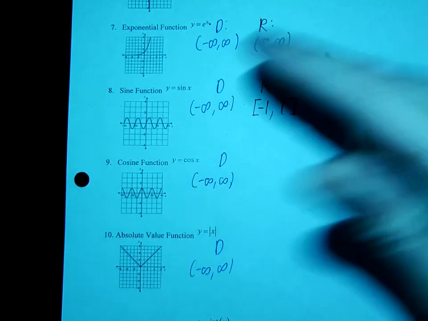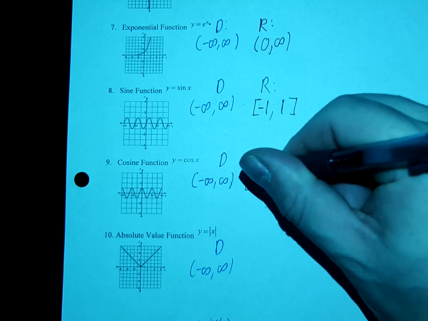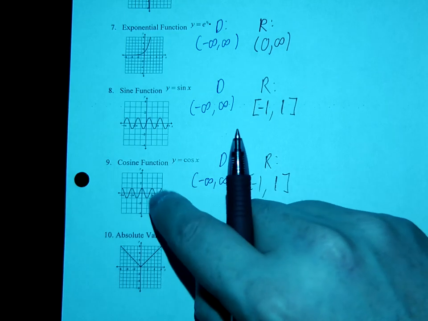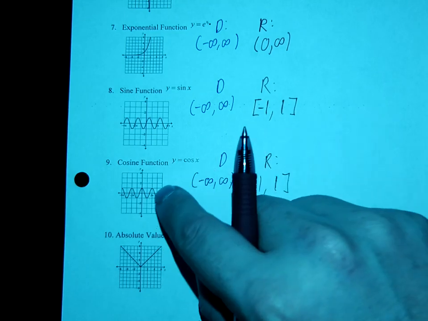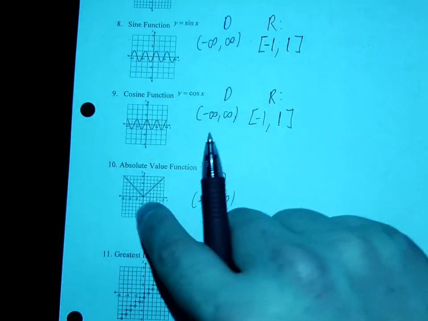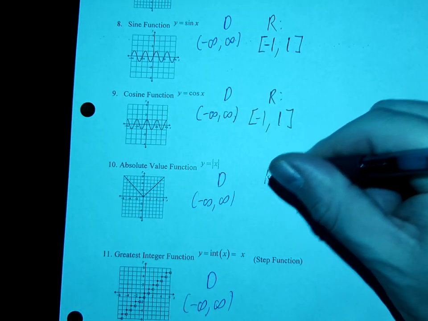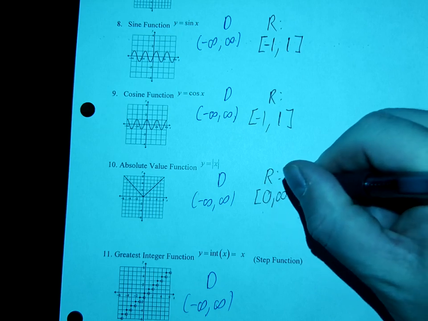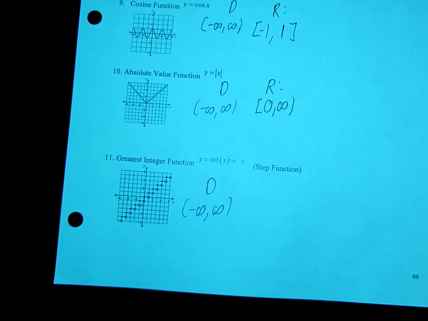And the same thing applies with the cosine function. The function exists between negative 1 and 1. The largest y value is positive 1, and the smallest y value is negative 1. Here we have a limitation. Y is never negative here. So y is always positive. 0, comma, infinity.